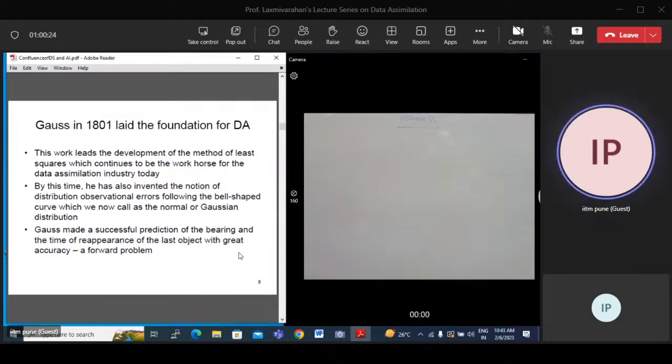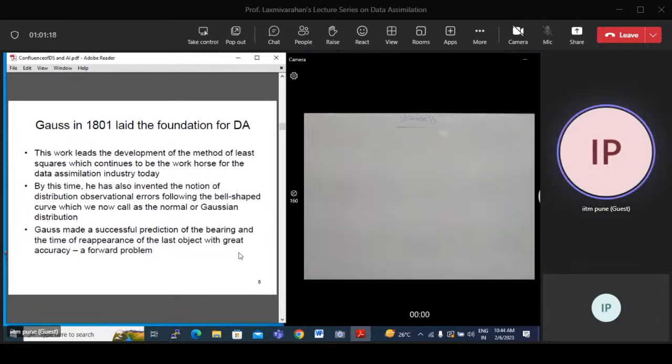So Gauss not only invented least squares, but he also did some fundamental work. He was to fit the observations of Ceres to be able to estimate. He found these observations had errors. So he wanted to model the observation errors, and at that time he invented the bell-shaped curve, which we now call the Gaussian distribution. So least squares and the bell-shaped curve for the distribution of observation errors are two of the most fundamental discoveries that Gauss made, and those two still continue to dominate the development of models and estimation of parameters of the model, in particular in data science. So then Gauss made a successful prediction of the bearing and the reappearance of the lost object, and it was a great success at that time. Now, prediction.